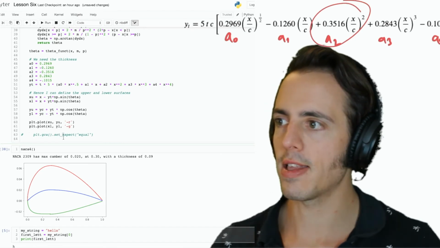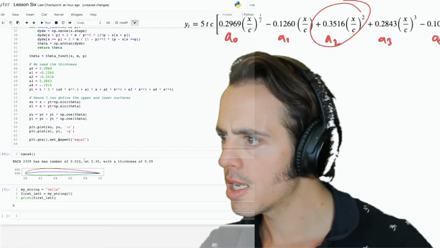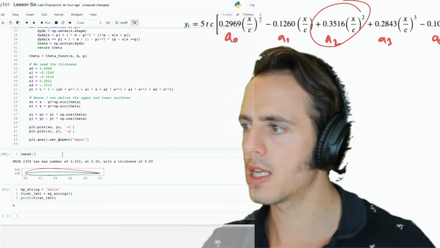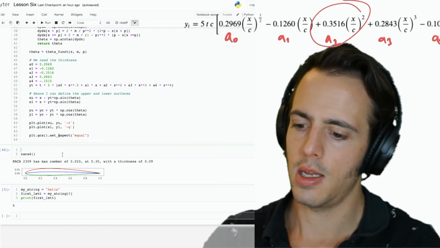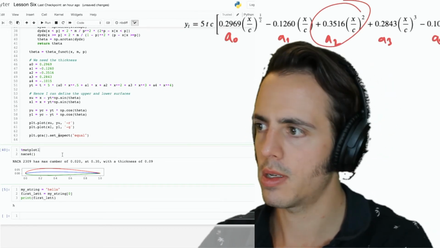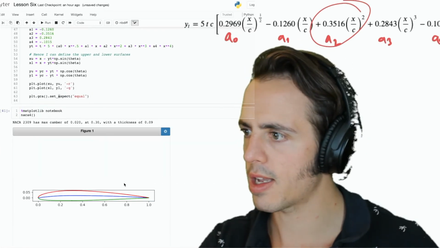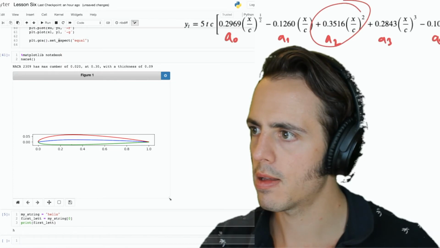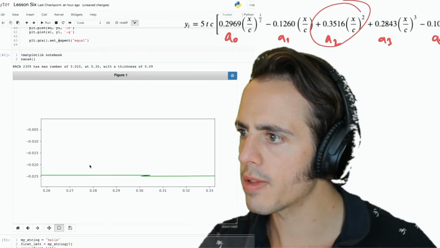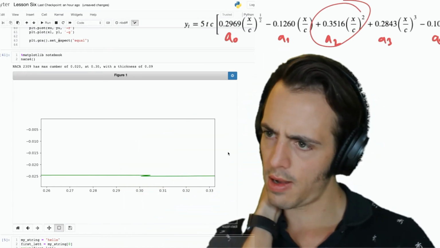It looks pretty crazy, so if I put the axis as equal and then run this, let's just check. I still think that looks a little bit funny in the lower surface. So I'm going to put matplotlib notebook. That means I can scale this a little bit. So that's what's going on down here. Oh, so it's starting. Okay.